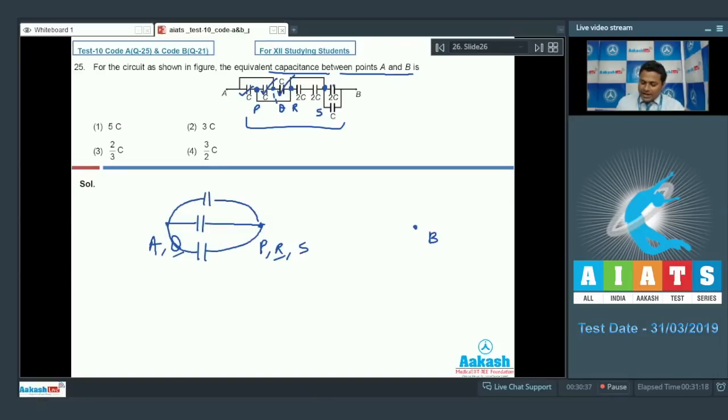Point R and point S are at the same potential. There is no potential difference between them. So these two capacitors are useless right here, and they will be removed. Charge will not pass through them as there is no potential difference between them. Now between S and B, you have two parallel capacitors.